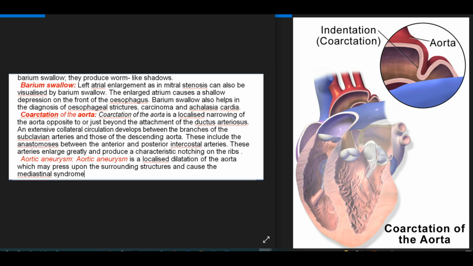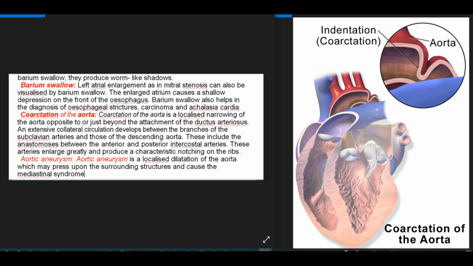Coarctation of the aorta. Coarctation of the aorta is a localized narrowing of the aorta opposite to or just beyond the attachment of the ductus arteriosus. An extensive collateral circulation develops between the branches of the subclavian arteries and those of the descending aorta. These include the anastomoses between the anterior and posterior intercostal arteries. These arteries enlarge greatly and produce a characteristic notching on the ribs.